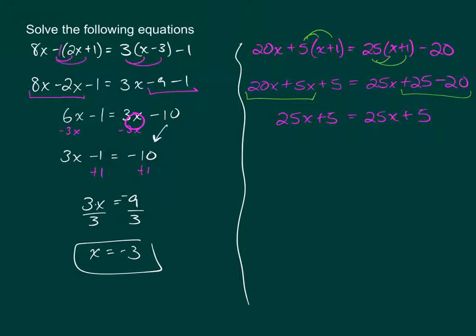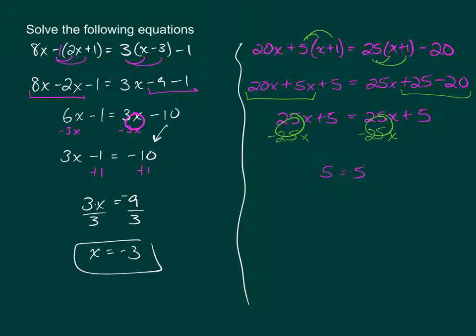We need to move the x's from one side to the other. The smaller number of x's, I guess, is 25 x's. So I'm going to subtract 25 x's from both sides of the equation. And that goes to 0, and that goes to 0, and we're just left with 5 equals 5. There are no more x's.